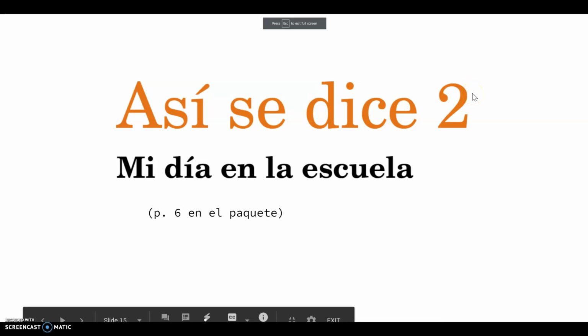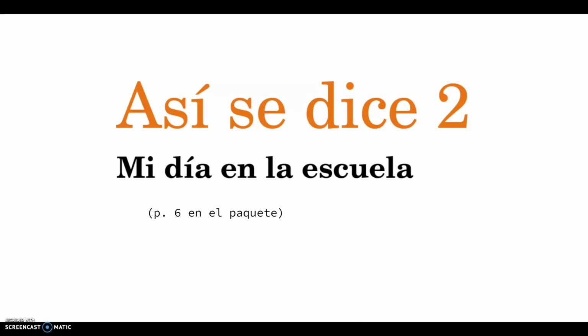All right, clase, we're going to be moving on to section 2, así se dice dos, like we started last Friday. This section has to deal with your schedule at school, where and when things happen and take place. We've already learned how to express where using the classroom number or the location on campus. And so now you'll be able to express at what time each of these things happen, okay?